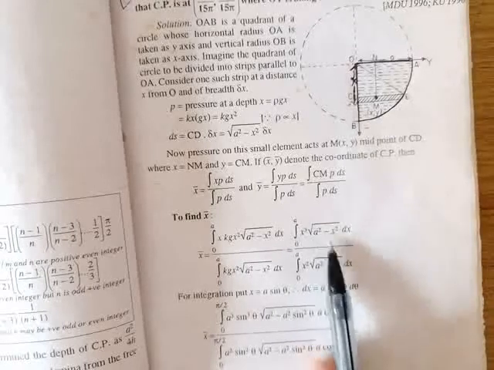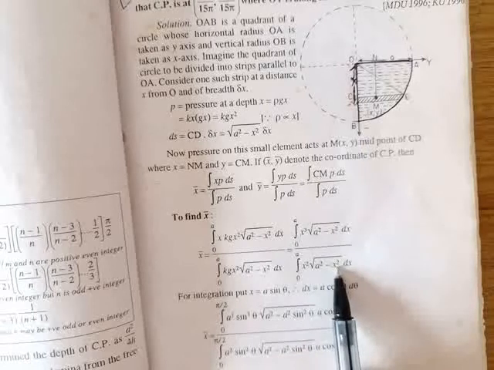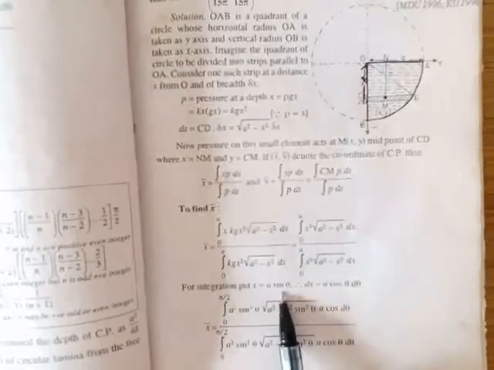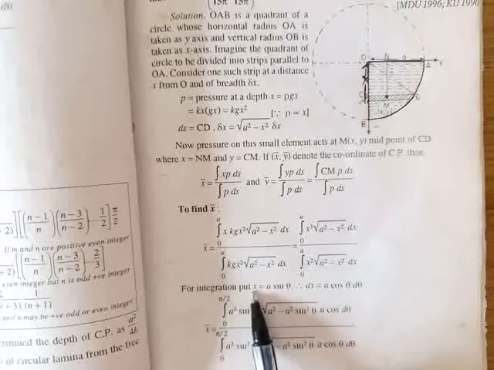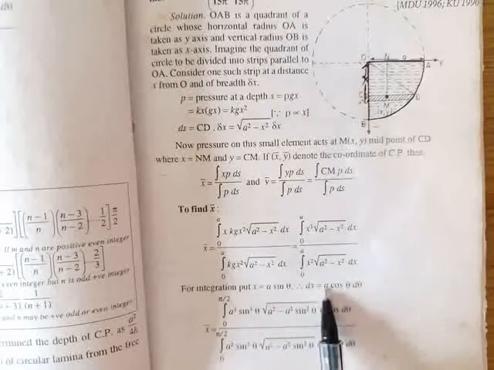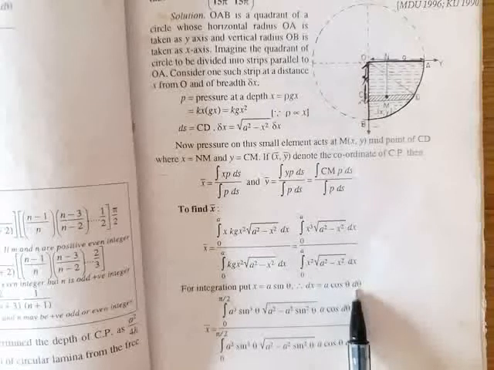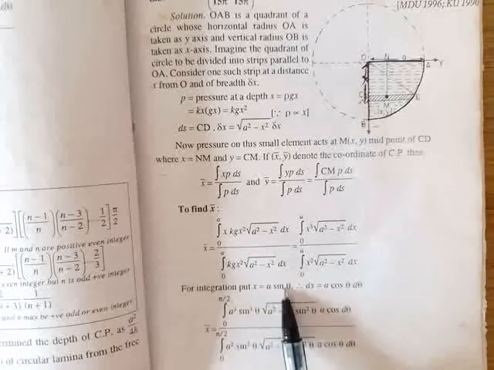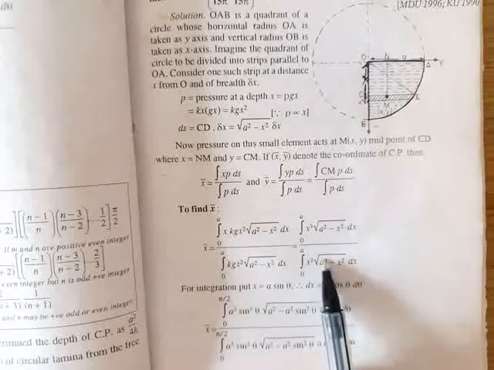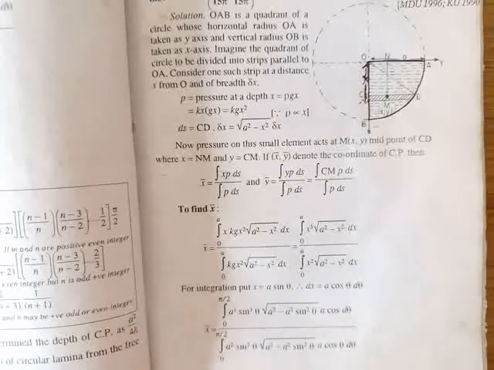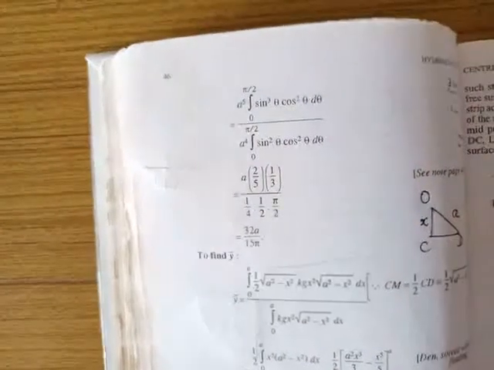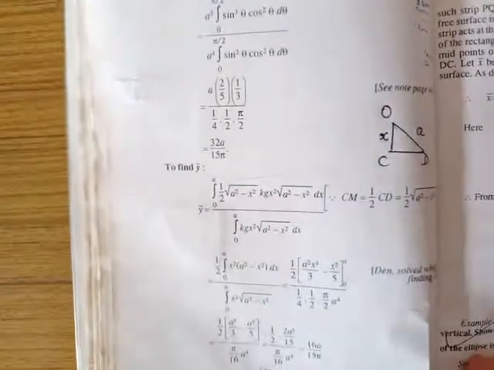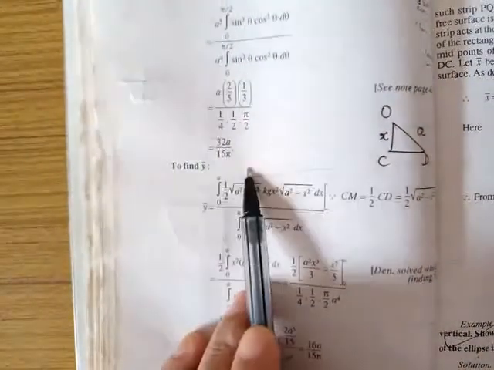Now to simplify these two integrals, let us make the substitution x is equal to a sine theta. So differentiating, we get dx is equal to a cos theta d theta. When x is 0, theta will become 0, and when x is a, sine theta will become 1, so theta will become pi by 2. So putting the values here, we get the value of x bar, which, after simplifying the integrals, will become 32a upon 15 pi.